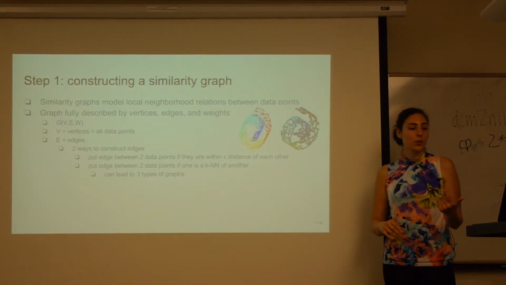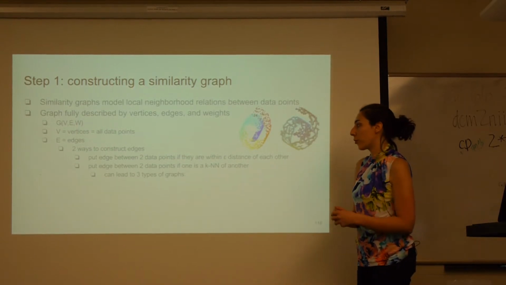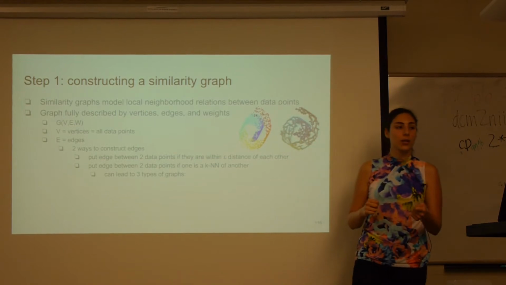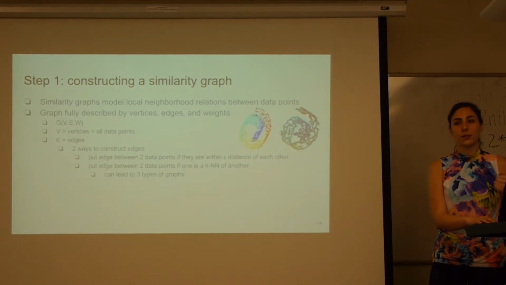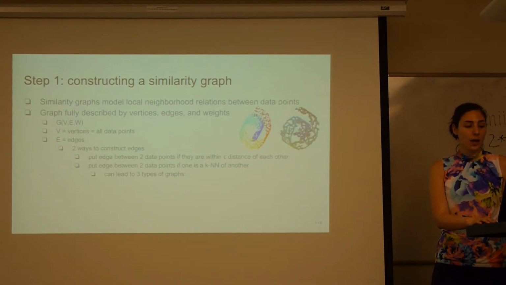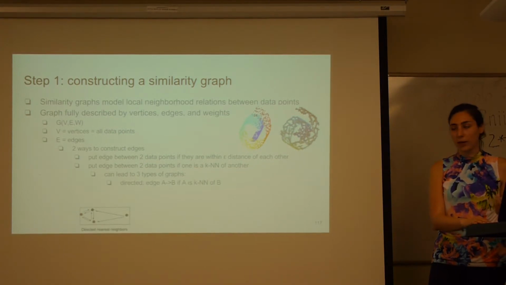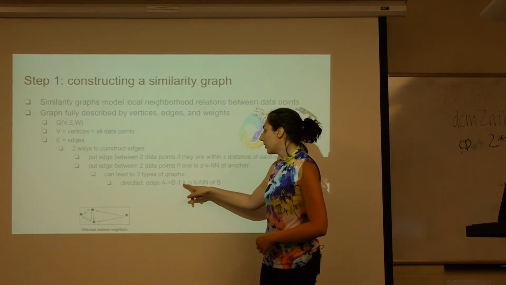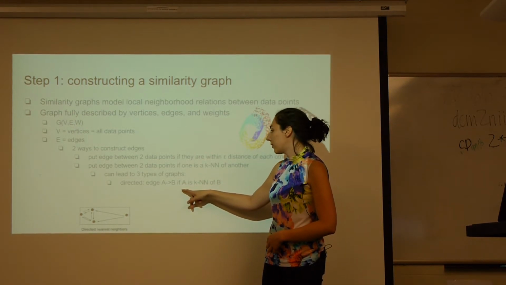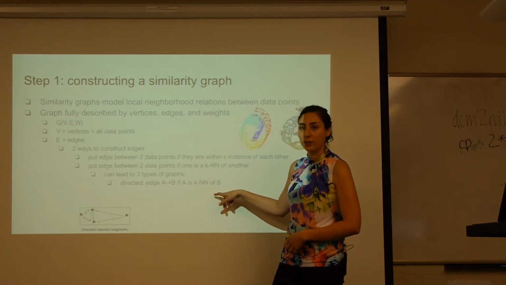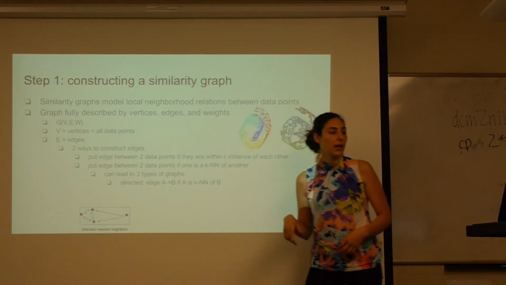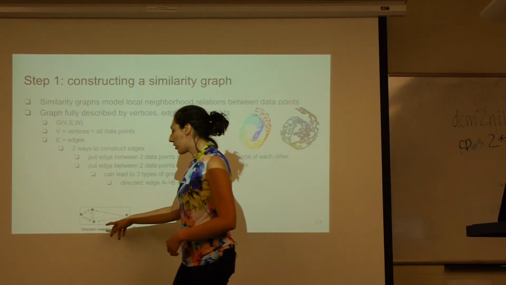The second way is to use k-nearest neighbors, what we've talked about. So we put an edge between two data points if one is a nearest neighbor of the other. And this can lead to three types of graphs. So we can do this in three ways. One way is we put an edge if data point A is a nearest neighbor of B, so within k nearest neighbors of B. And this leads to a directed graph.